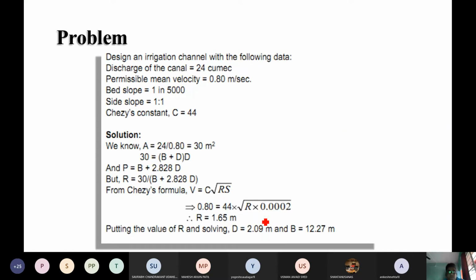Then let us see one problem. According to this problem, you can understand the design of the unlined canal. It's very simple. The input data is given: discharge is 24 meter cube per second. Mean velocity is permitted 0.8. Bed slope is 1 in 5000, that is the S value is given. Side slope is given. Chezy's constant is given. So we know the area is nothing but discharge by velocity: 24 by 0.80. That means the area is 30 meter square.